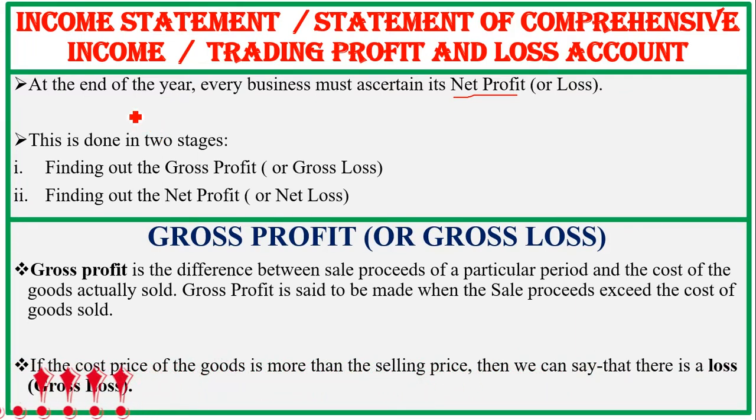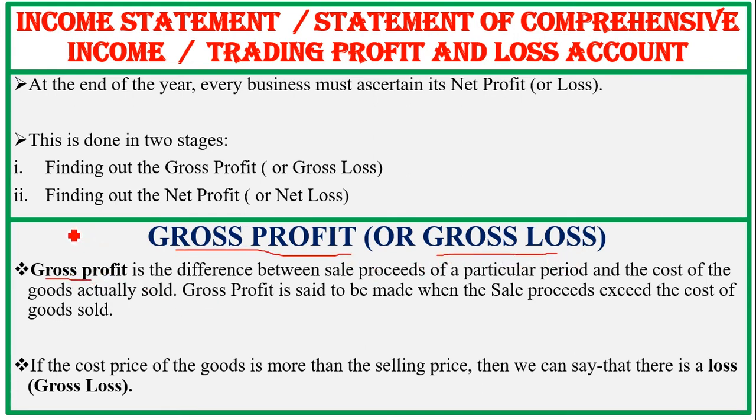And to get the net profit or the net loss that is made in a period, that is what brings about the income statement. And to obtain the net profit or the net loss, this is obtained in two stages. One, you have to find the gross profit, or what you call the gross loss. We are going to see how you go about that. And then two, you find the net profit or the net loss for that particular period. Let's start with the gross profit or the gross loss.